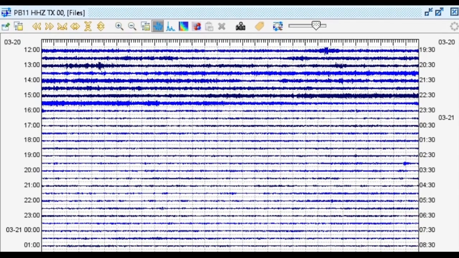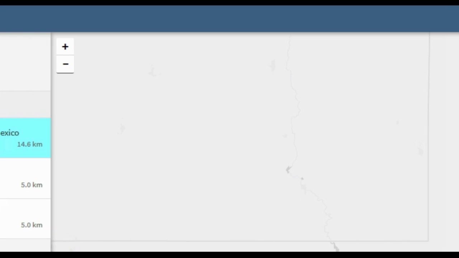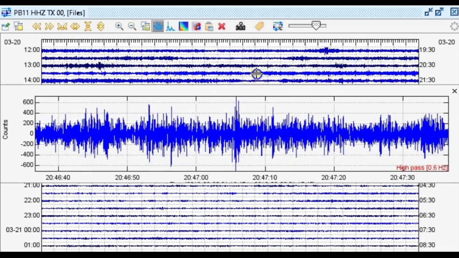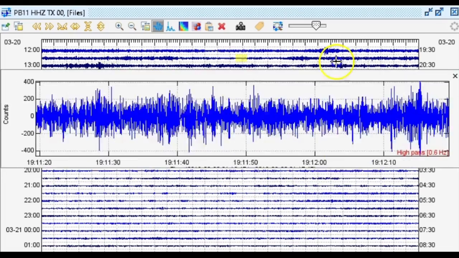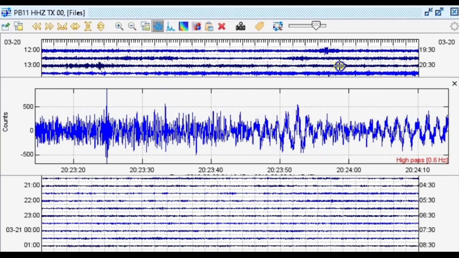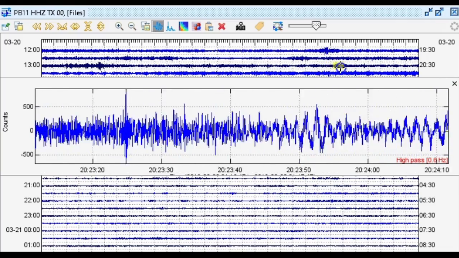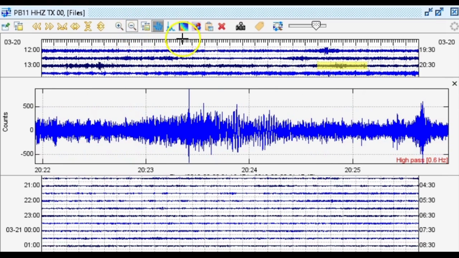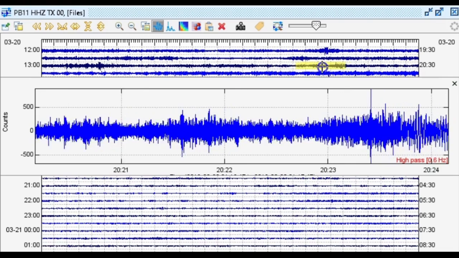So the 20th, whoa, oh man, I cannot believe I forgot it. At 2022 on the 20th. 2022, where are you? 2022? Oh, what is that right there? Look at that. Okay, 2022. I am not seeing the earthquake.